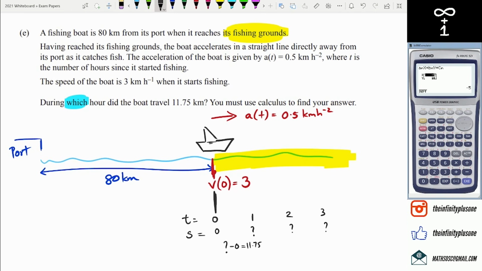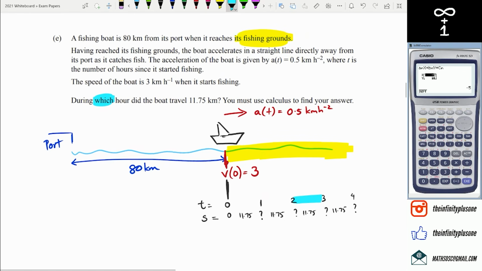So obviously you're going to get different types of question marks, because every hour it goes, we don't know what distance the boat has traveled between the hour marks. So what we're trying to figure out is between which hour and which hour is it 11.75. Hopefully that made sense. That's what they mean when they say during which hour. So we're trying to figure out, is it between when t was 2 and 3 that the distance is 11.75.